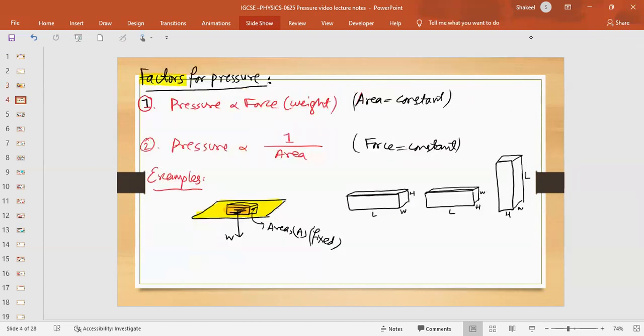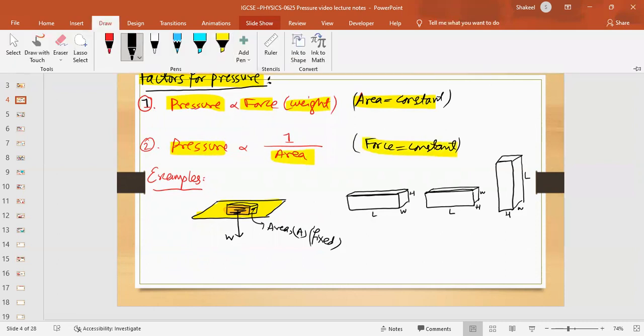Okay, now let's talk about the factors for the pressure. As you know that factors are the quantities that can affect the value of pressure, and that comes from the equation. So the pressure is directly proportional to force according to the equation, or weight, if you keep the area constant. Okay, secondly, pressure is inversely proportional to area if you keep force constant.